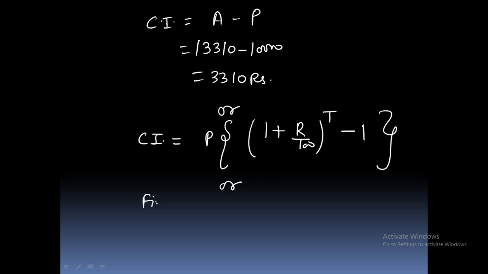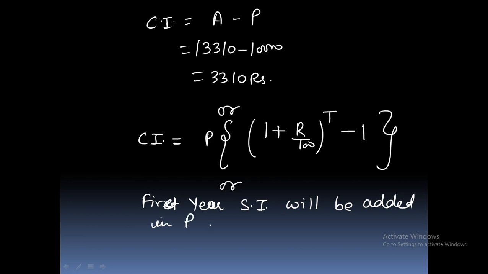First year, simple interest will be added in the principal value like this, P plus simple interest. That value will be after adding simple interest.